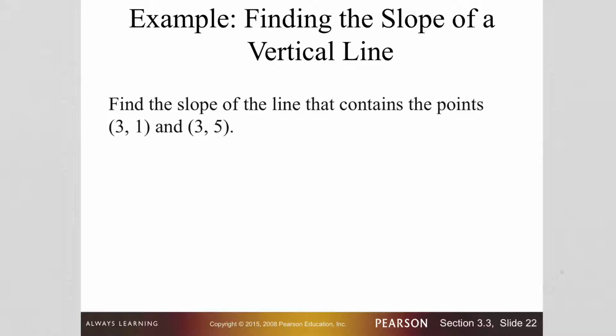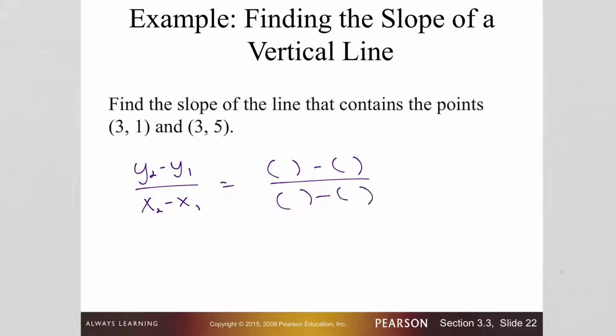Alright, so let's take a look at this one. Again, I'm going to use the same formula. I'm going to call this one x sub 1, y sub 1. This one's x sub 2, y sub 2. So I've got 5 minus 1 over 3 minus 3. 5 minus 1 is 4. 3 minus 3 is 0. You are never allowed to have 0 in that denominator. So having 0 in the denominator means that this slope is undefined.